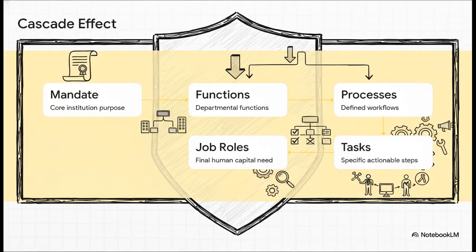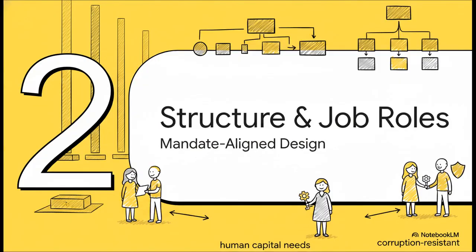Okay, let's dive into this cascade effect. You see, the mandate directly dictates the organizational functions. Those functions determine the precise processes. From there, the processes break down into actionable tasks, and finally, those tasks define the actual job roles. It's a strict top-down flow. By following this exact path, a single mandate directly dictates every single human capital need without any duplication or bloated bureaucracy. Section 2. Structure and job roles.